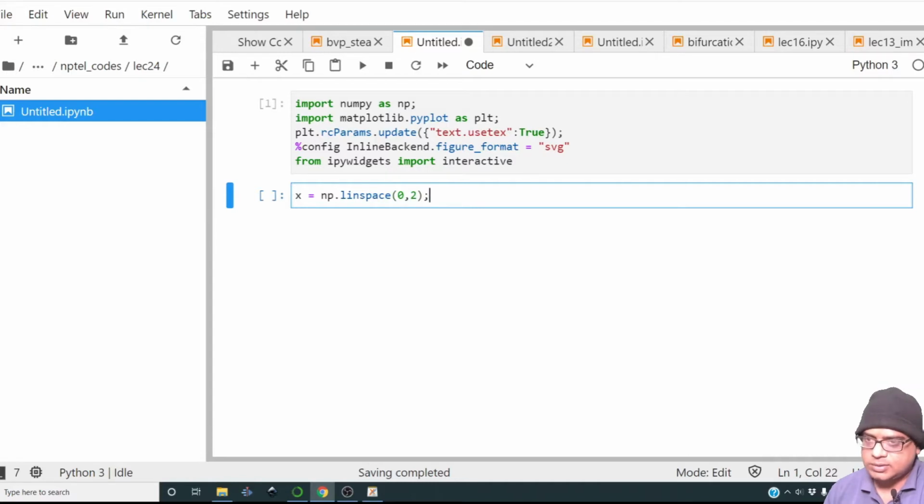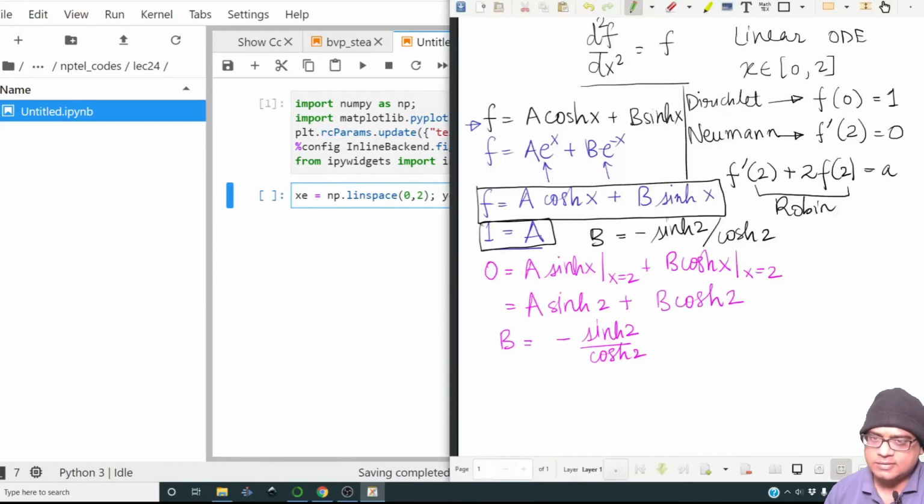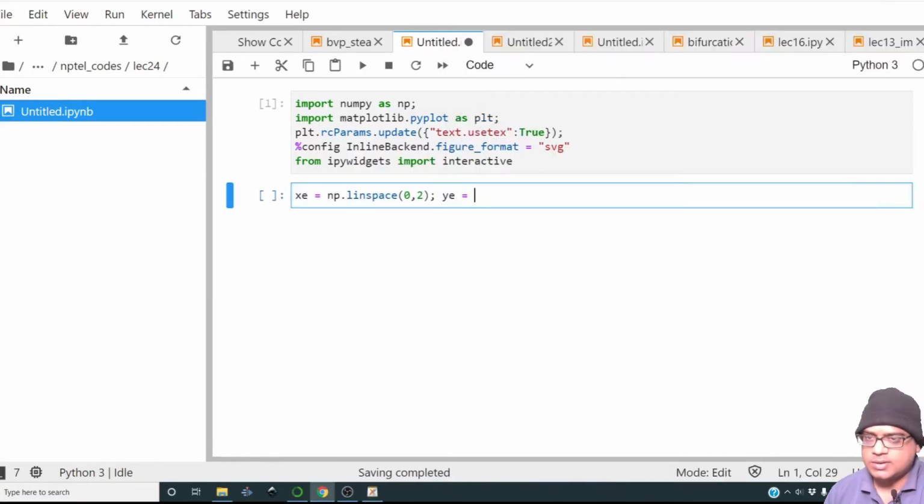And let me call it xc. This is for x exact, and y exact is a times np.cosh(xe) plus b times np.sinh(xe).